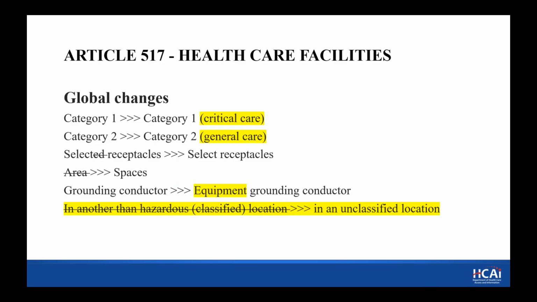Now I'm going to move on to Article 517. A lot of revisions on grammar. They added in that category 1s are critical care spaces, and category 2s are general care spaces. Some wordsmithing on select receptacles: instead of calling out areas, they identify spaces, and they add in equipment grounding conductor.